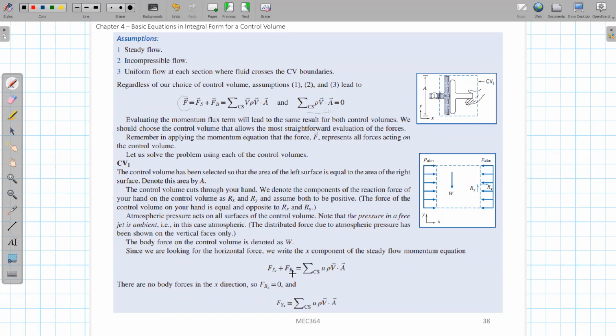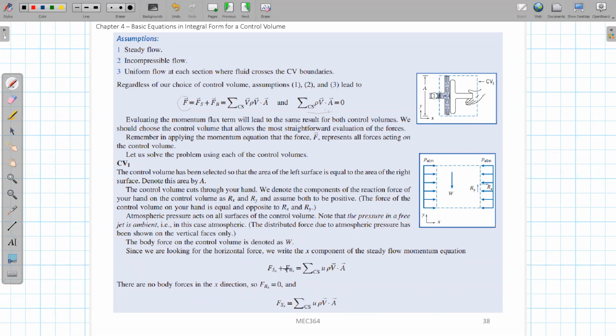Let's assume that your hand will apply a force in the left direction, Rx. So you have this force, which is a surface force, right? So let's assume that this Rx is the surface force provided by this hand, because this hand is at this control surface interface, right?